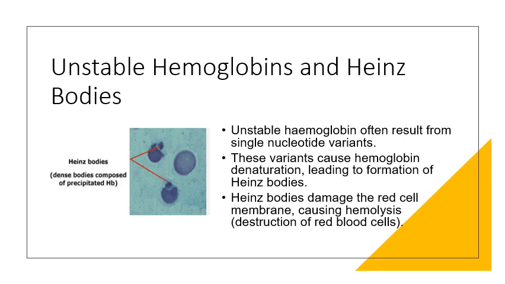Unstable hemoglobins are typically caused by single nucleotide variants, and they lead to hemoglobin denaturation. The denatured hemoglobin forms Heinz bodies that damage the red cell membrane, resulting in hemolysis, which is the destruction of red blood cells.